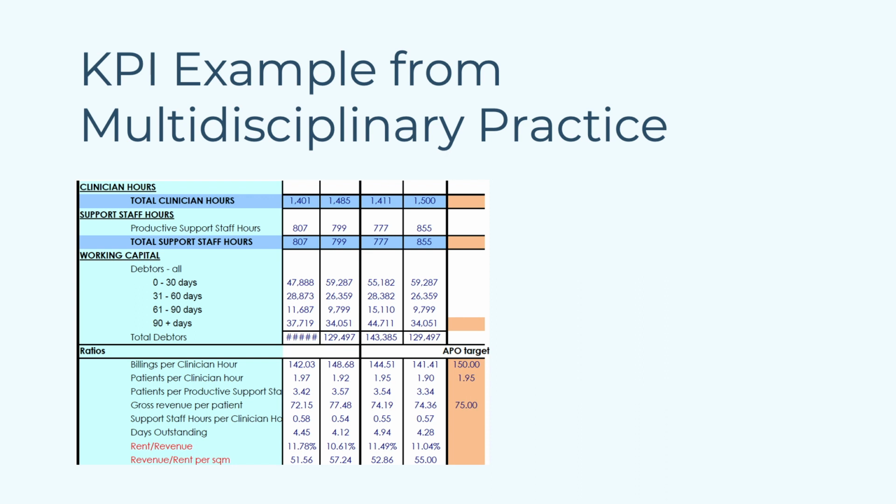So the total support staff hours, measured over the clinician hours, will give you the ratio mentioned further down of the support staff hours per hour, which is 0.58. In a multidisciplinary practice, the measure tended to be somewhere around 0.5 to 0.55. In other words, half an administration hour to every clinician hour. In smaller practices, it's often around 0.4.